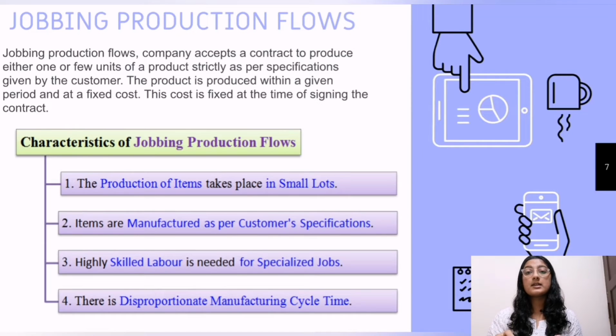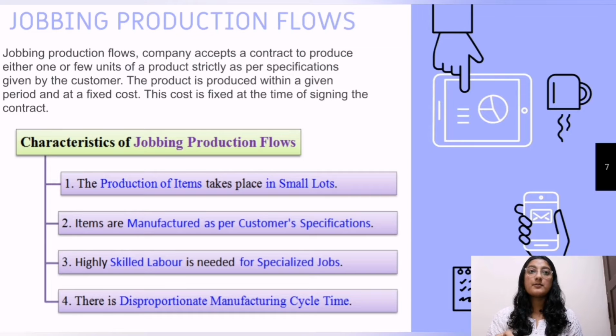And usually the labor used in this might be highly skilled and very professional in this skill. There is a disproportionate manufacturing cycle. That is, the time needed to design the product may be more than the manufacturing time.